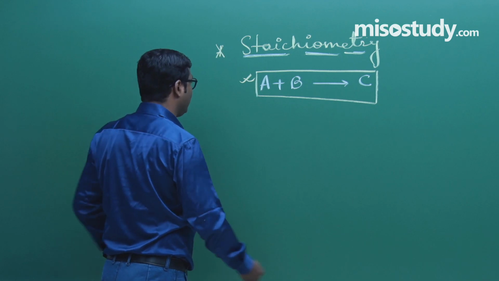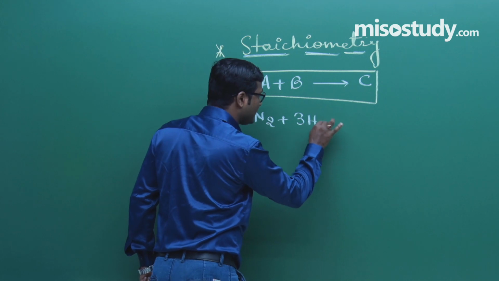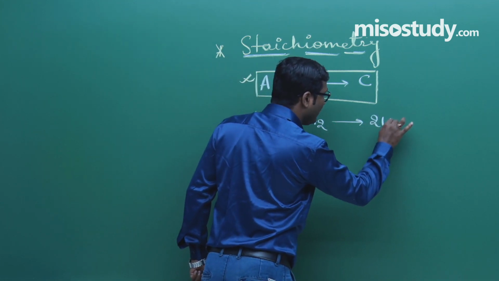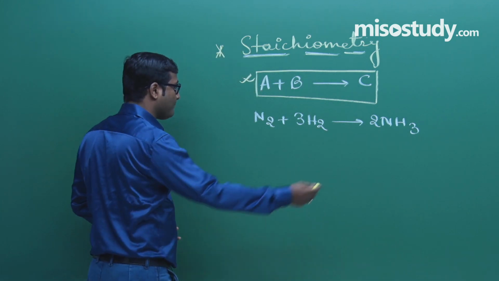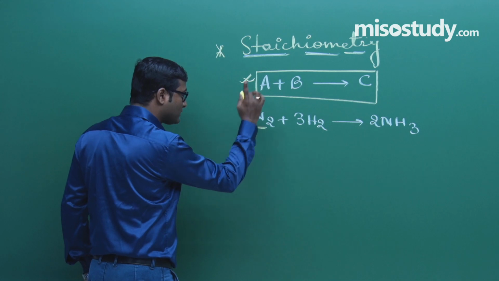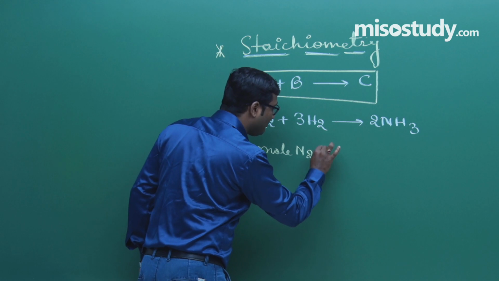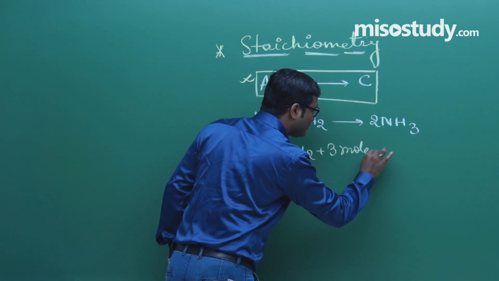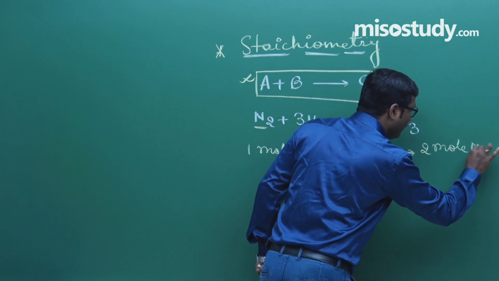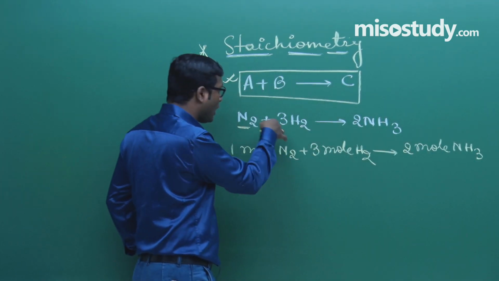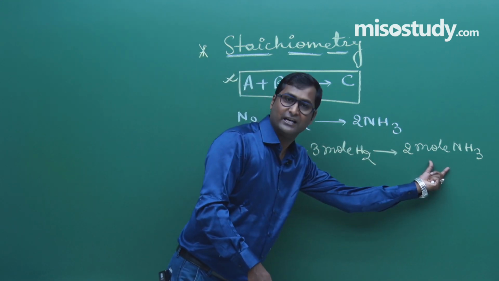Clear? For example, if I write here N2 plus 3H2, it gives 2NH3. Am I right, my friend? Yes, sir. Now link them. First of all, the mole: here it is 1 mole N2 plus 3 mole H2 gives 2 mole NH3. When we relate the moles of reactants and moles of product, that is known as the mole-mole relationship.